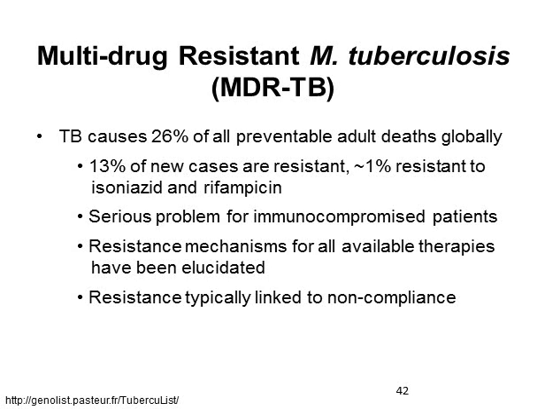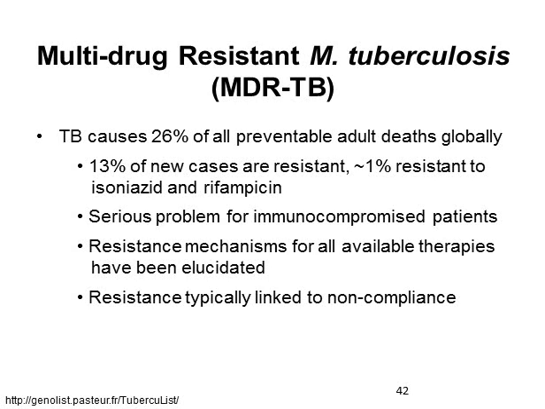We know it causes 26% of all preventable adult deaths globally. However, 13% of new cases are resistant, with around 1% resistant to both isoniazid and rifampicin. This is a major problem, especially for patients who are already immunocompromised, as they simply cannot shift the infection.